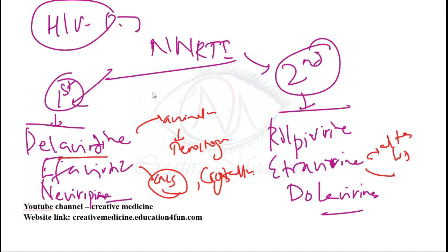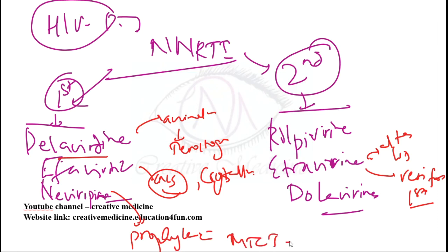If there is any resistance with first generation, then you can use the second generation etravirine. Okay, then we have nevirapine. Nevirapine is actually used in prophylaxis for mother to child transmission of HIV.